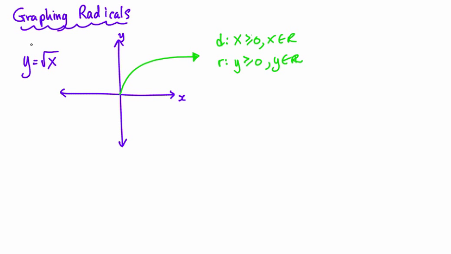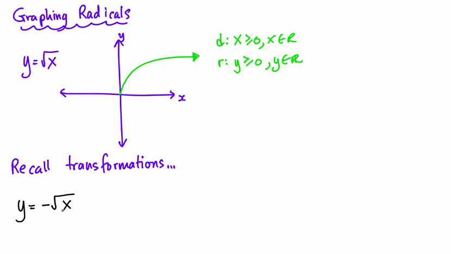But let's just focus on this one for a second and think about what happens with these transformations. So what happens if I try to graph y equals negative the square root of x? Well, the negative sign is doing a reflection across the x-axis, and so you get a graph that looks like this.